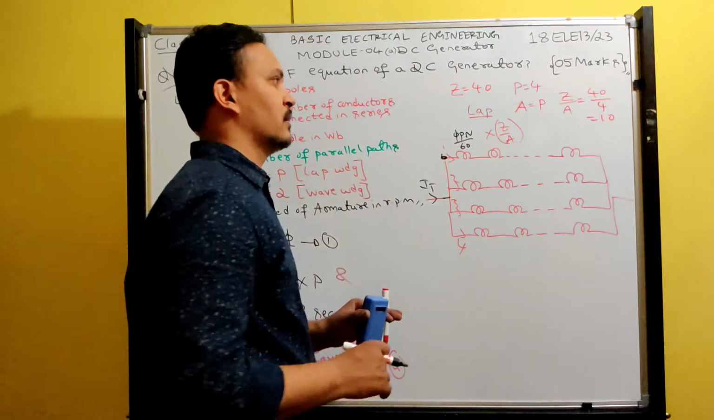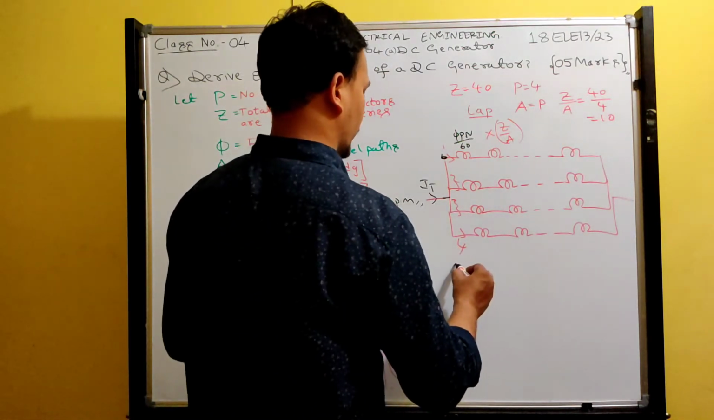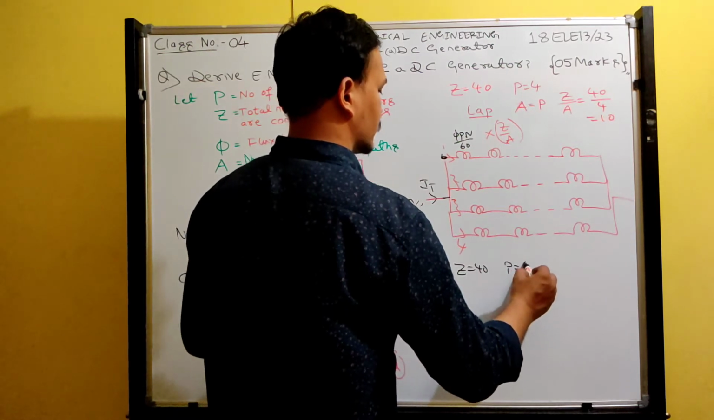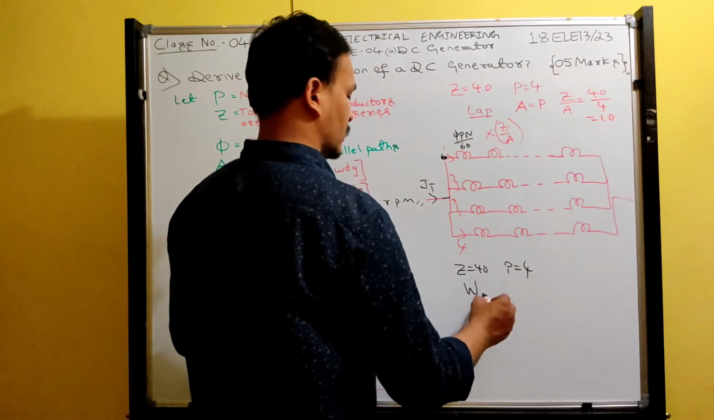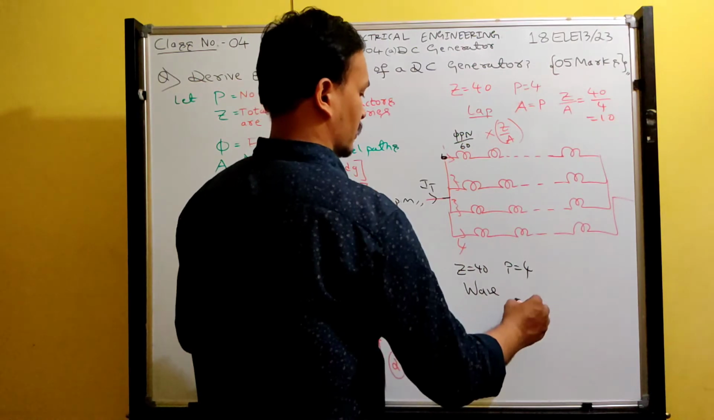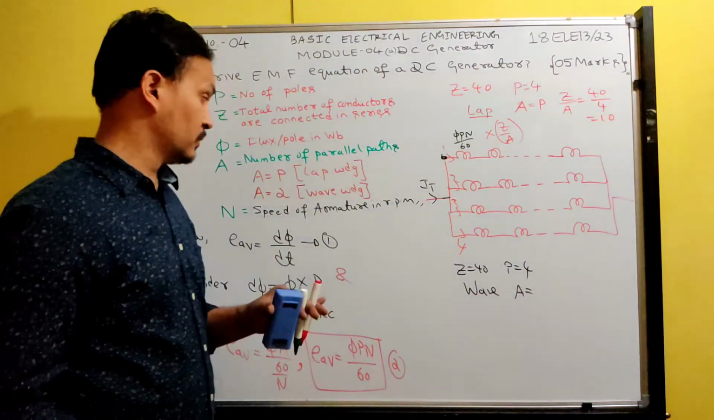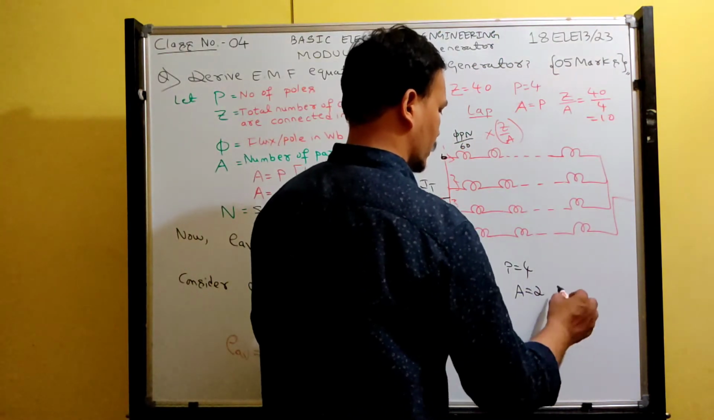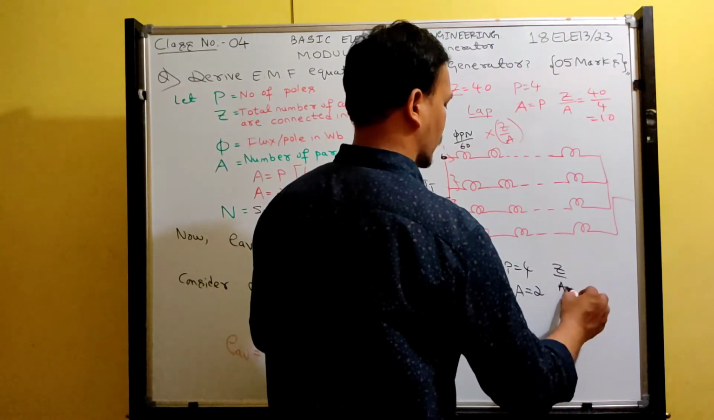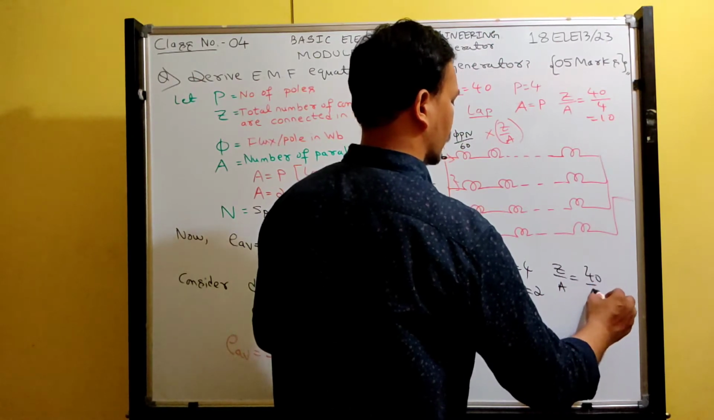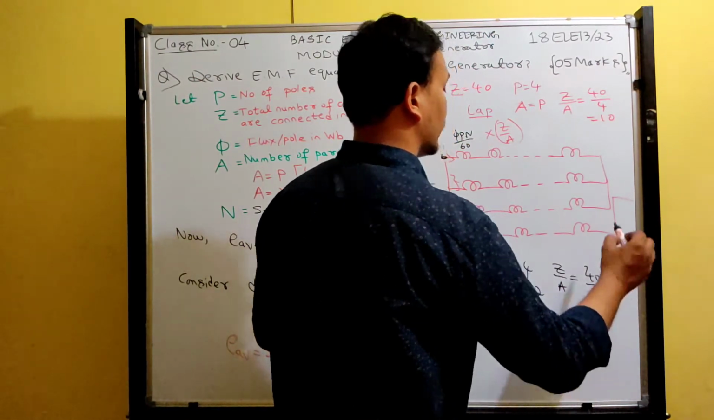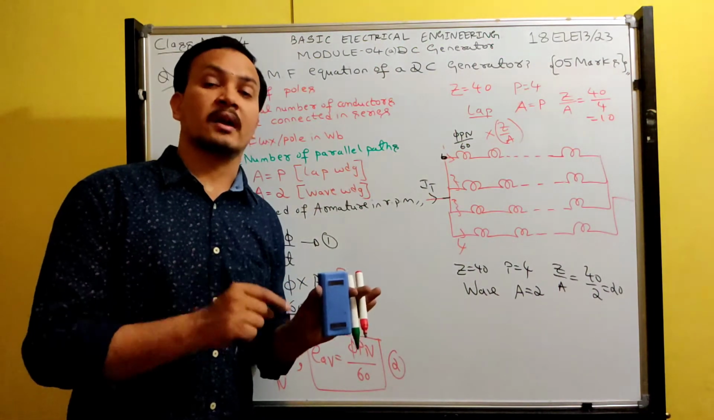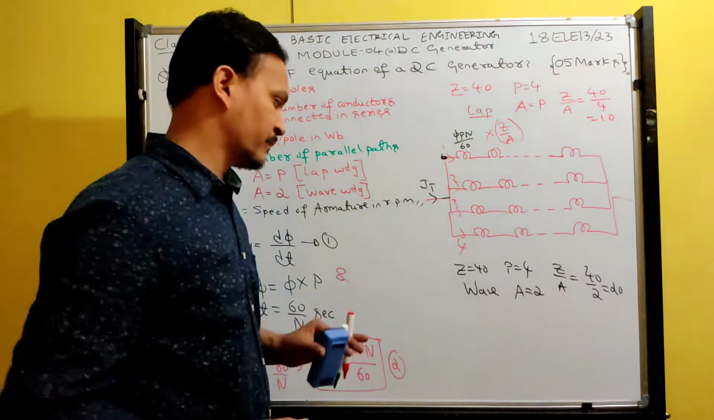If I take wave winding, then what will it be? So Z is equal to 40 and the number of poles is equal to 4 poles. And if it is wave winding, what A value should I take? A should be taken as 2 only. So now how many conductors per path? 40 by 2. Now 20 conductors I need to connect in one path, and all those conductors should be connected in series. Okay.